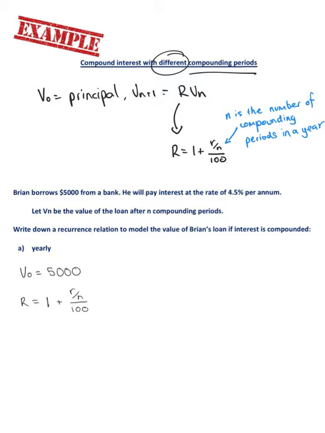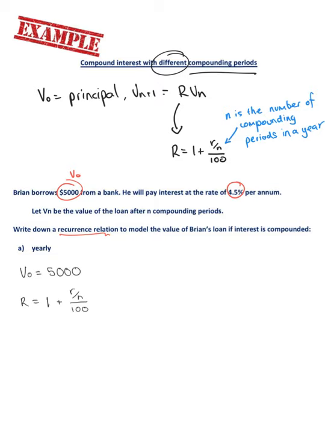Let's have a look at an example. So Brian borrows 5,000 from the bank, so that's his V of naught. He will pay interest at a rate of 4.5% per annum. So let V of n be the value of the loan after n compounding periods. Write down a recurrence relation to model the value of Brian's loan if interest is compounded. We're going to firstly look at yearly. Now, this one's quite simple, but we're going to progress to some different ones.